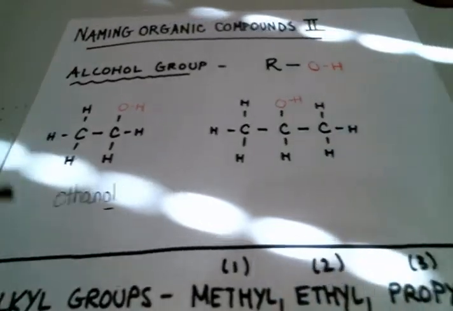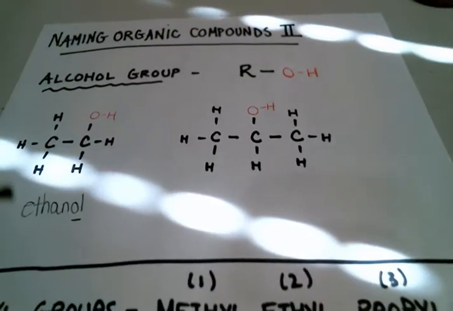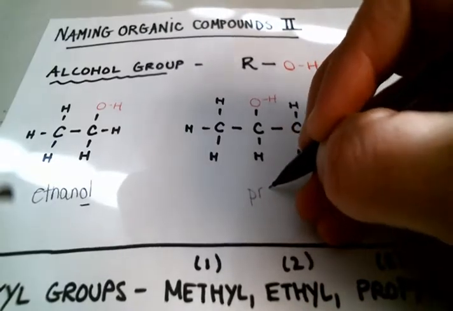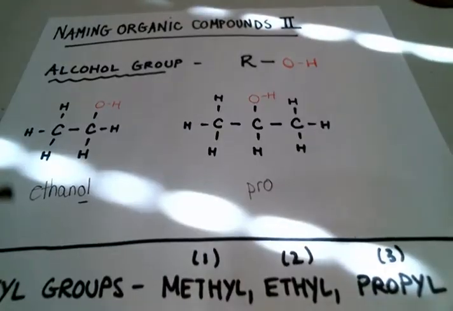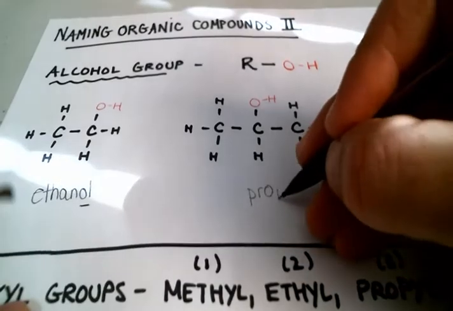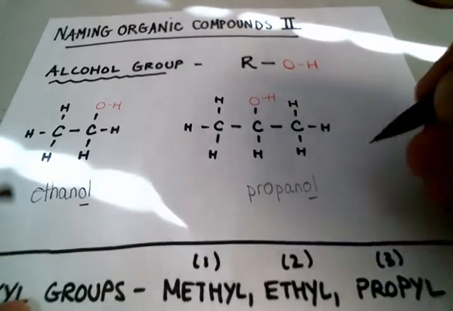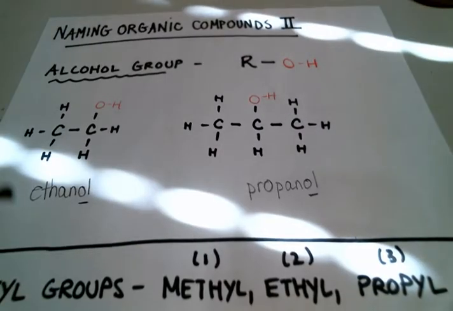For example, if we move over to this molecule here, we'll notice that it has 3 carbons instead of 2. So we're going to be starting the name of this molecule with a "pro." And it would make sense that it would be propanol, right? There we go, because that'll add the OL ending to it to indicate that there's an alcohol in here.